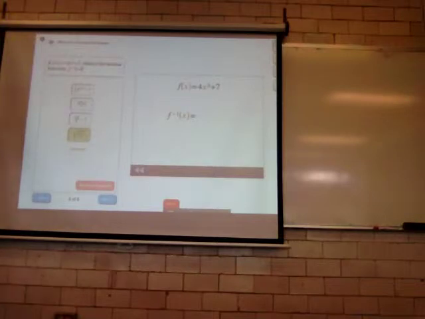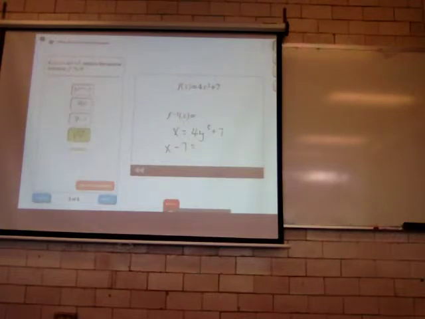So the first step is to write down the function and then switch the x with y. So we have y equals 4x cubed plus 7. Now we're going to switch the x and y. We have x equals 4y cubed plus 7. At this point, we just have to solve for y. Let's do that first by subtracting 7 from both sides.